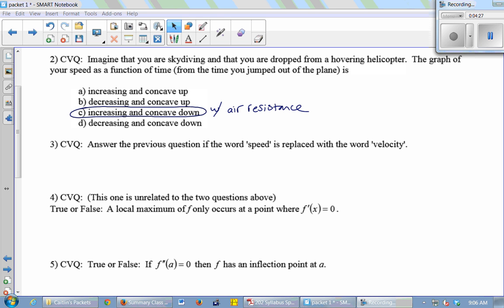Concavity tells you how the rate of change is changing. If it's concave up, that means your rate of change is increasing. Concave down, your rate of change is decreasing. But in the case of gravity, the rate of change of speed is acceleration, and that's constant. So your speed would be increasing, no concavity. It would be increasing linearly. A little bit of a trick.